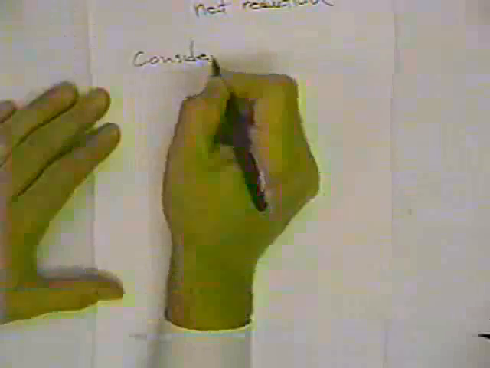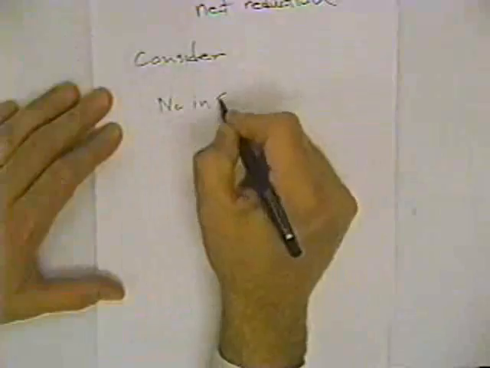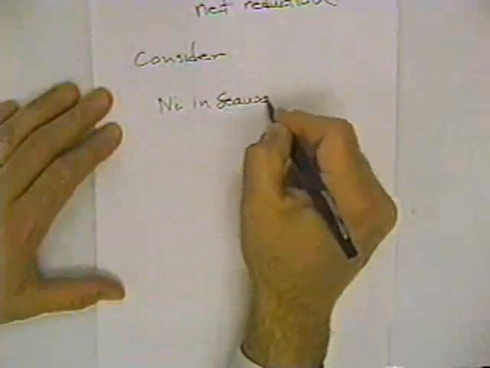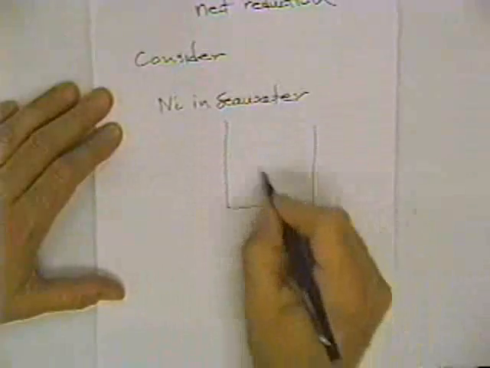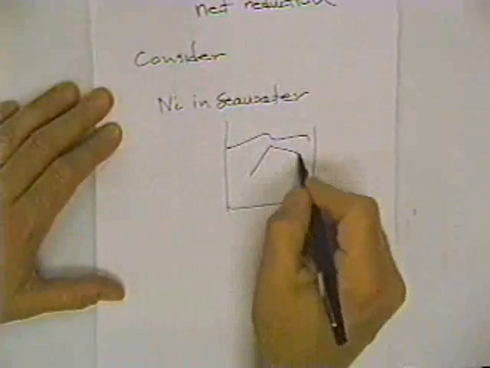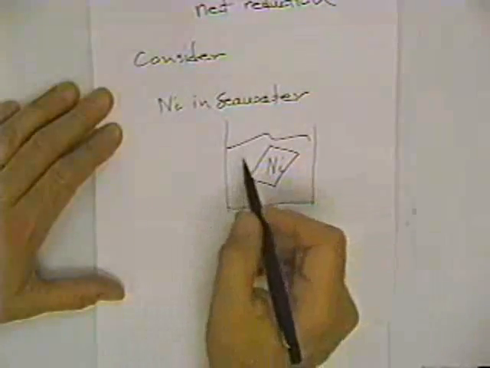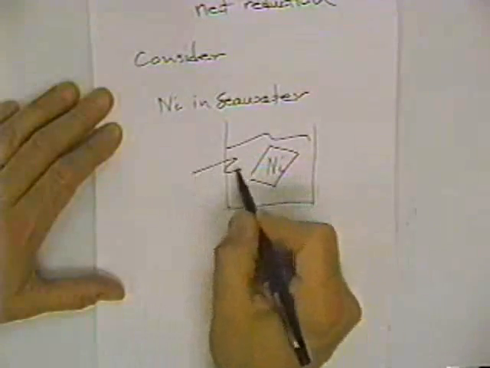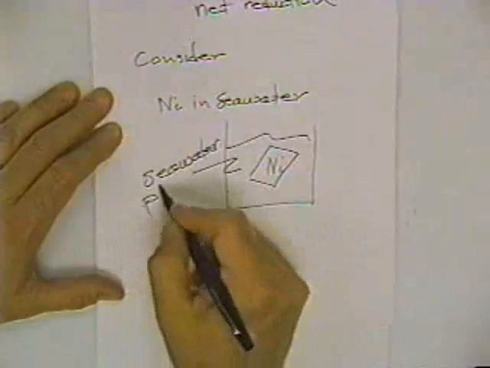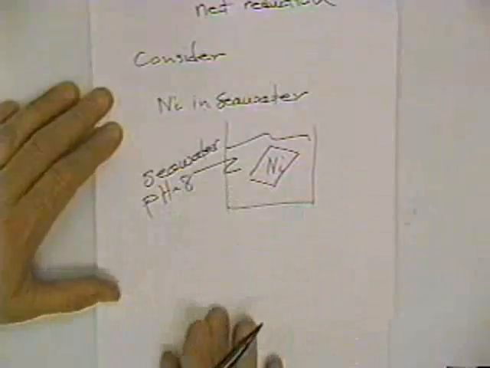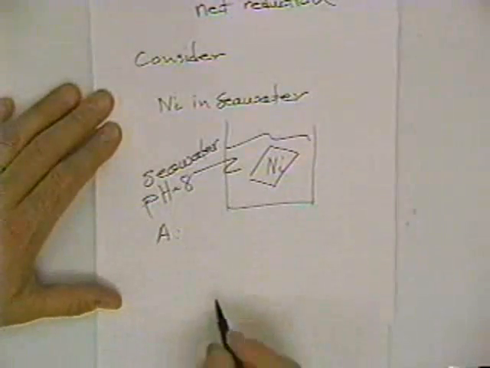Consider nickel in seawater. So I like to draw a little picture of myself. Put a piece of nickel in there. And this is seawater. pH is about 8. So the anodic reaction would be what?